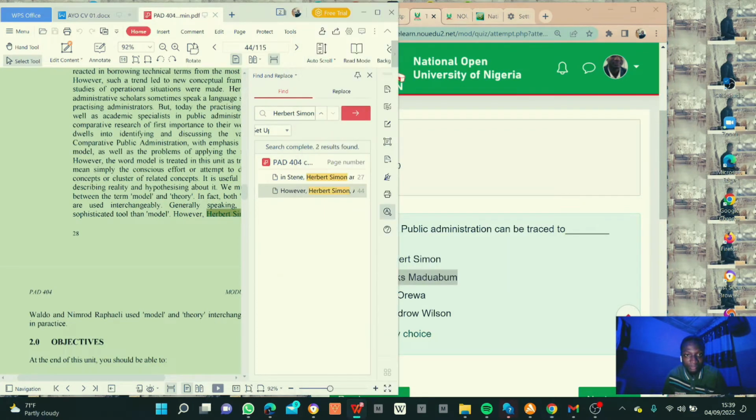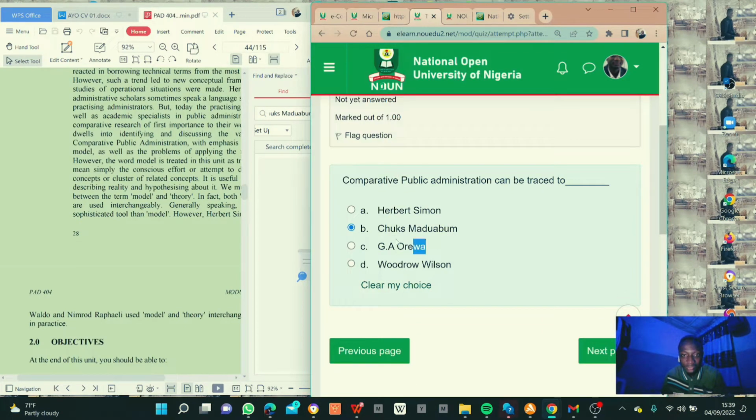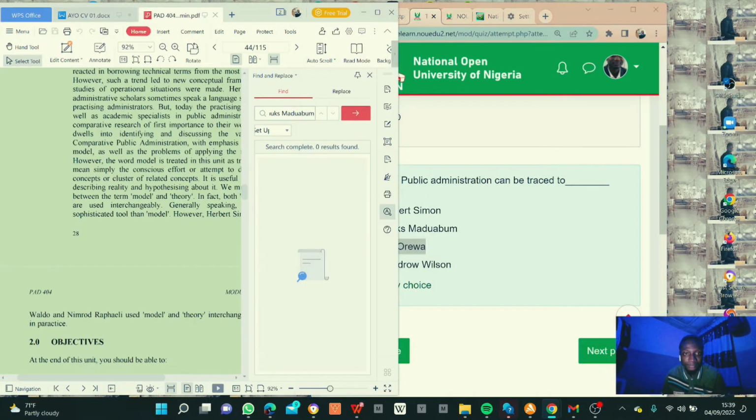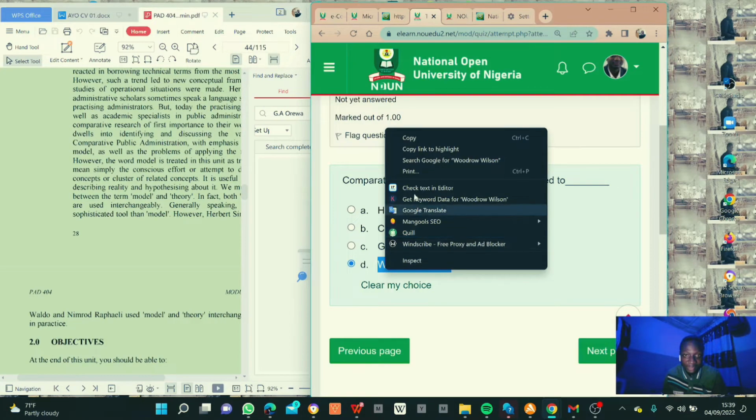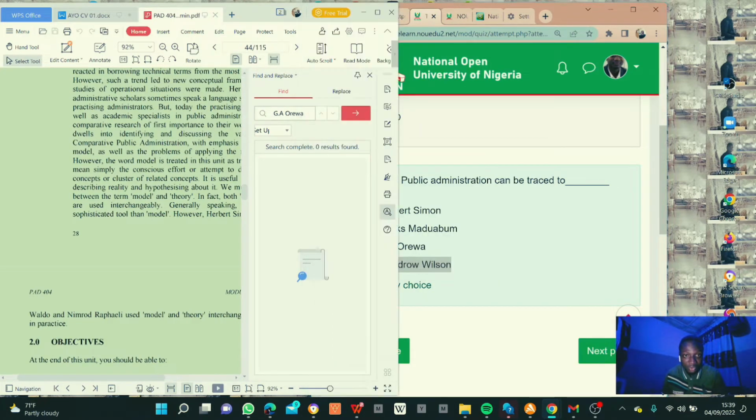Copy. Ctrl A, Ctrl V. It says no results, so let's check this as well. Copy. Ctrl A, Ctrl V. It says no results. Okay, so let's check. I'm pretty sure Woodrow Wilson will be the answer, but let's check just to be sure.